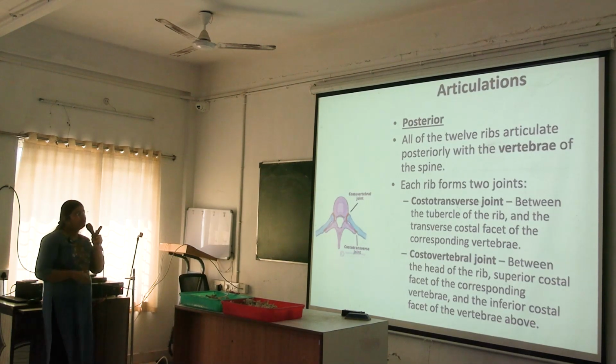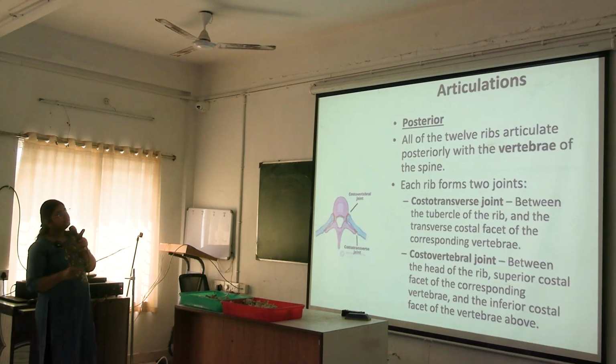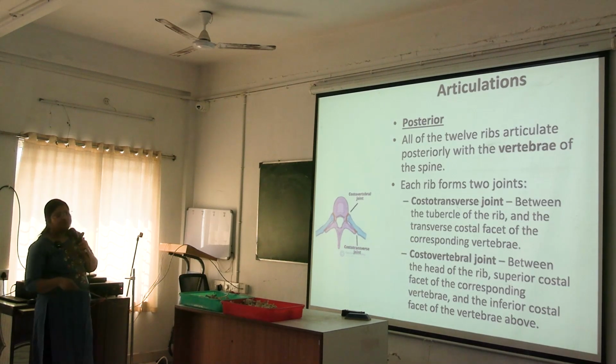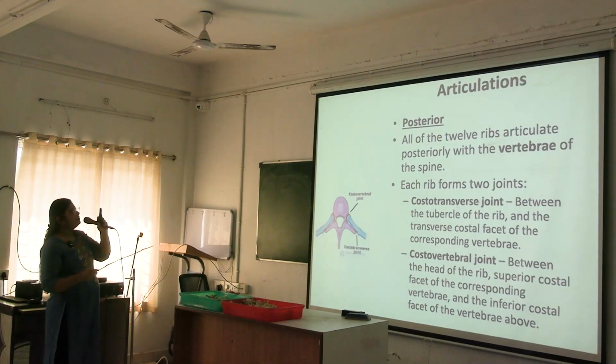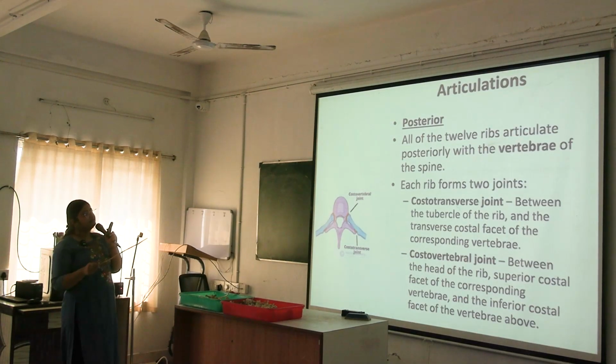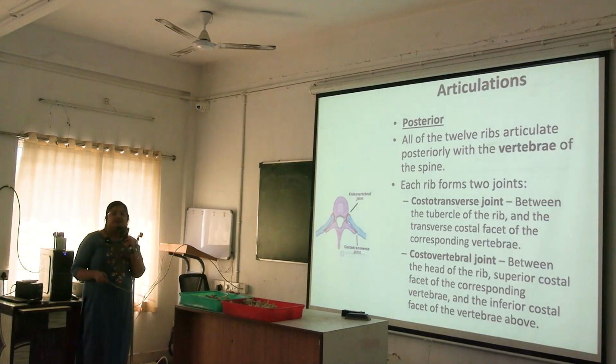So posteriorly, all the 12 ribs articulate with the vertebrae of the spine, and each rib forms two joints: the costotransverse joint between the tubercle of the rib and the transverse costal facet of the corresponding vertebra, and the costovertebral joint formed between the head of the rib and the superior costal facet of the corresponding vertebra and the inferior costal facet of the vertebra above.